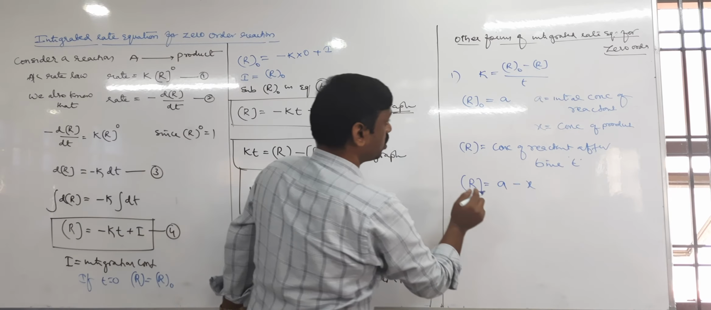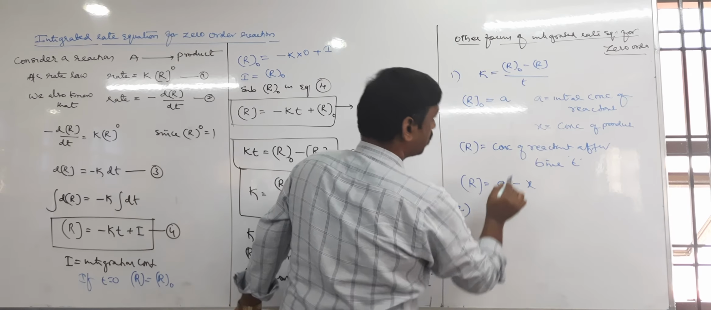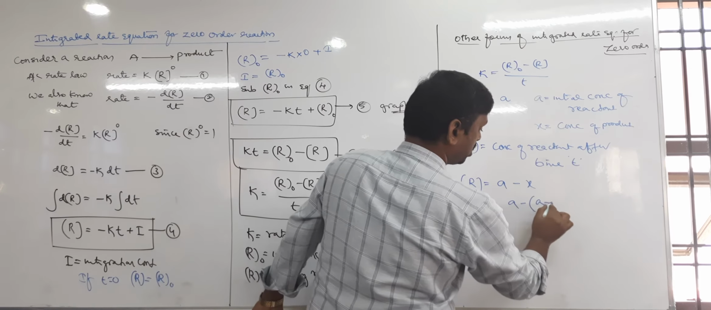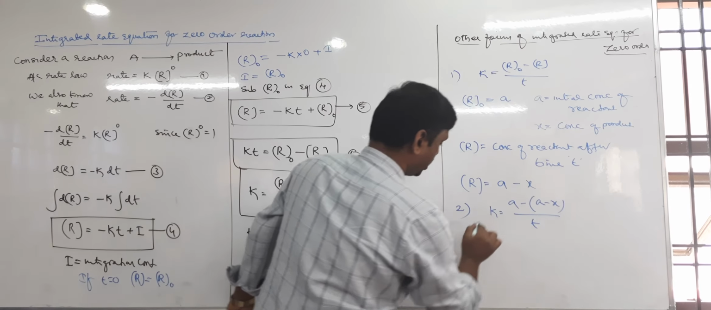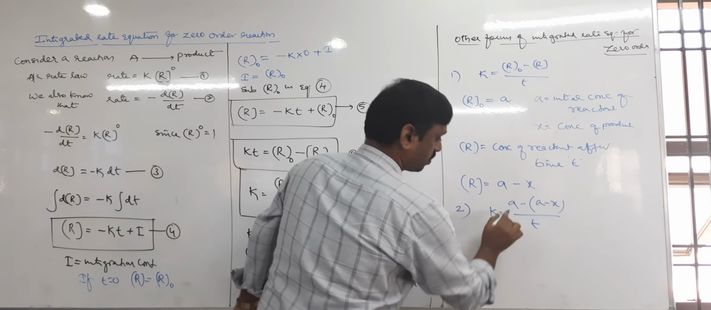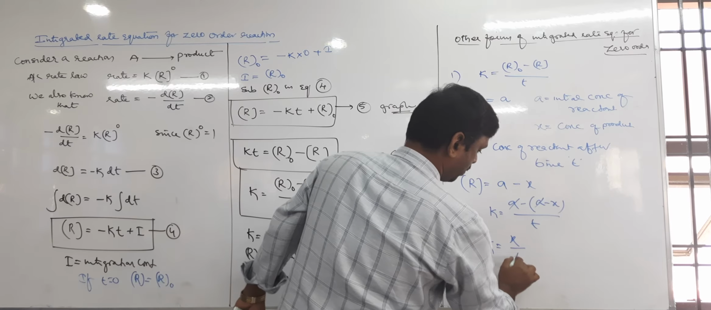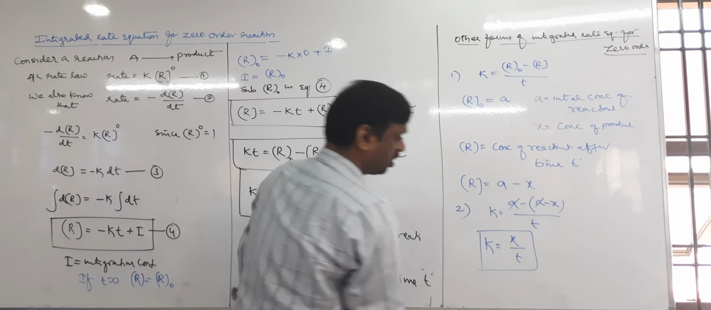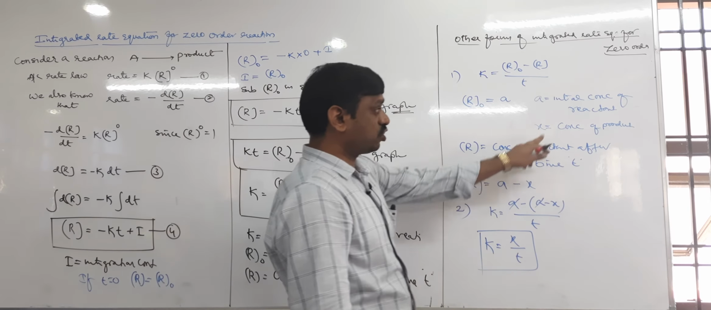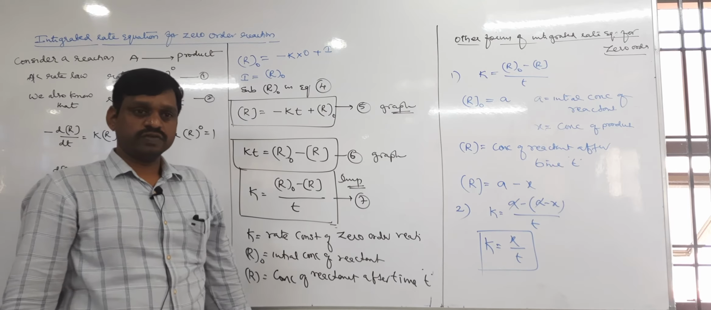So now substitute in this equation. I want equation 2. So K equal to R naught, let it be A, minus R, equal to A minus X, by t. Then simplify the equation, we will get equation 2, that only. So K equal to X by t, right? Therefore where X equal to concentration of product, it is another form of zero order reaction.